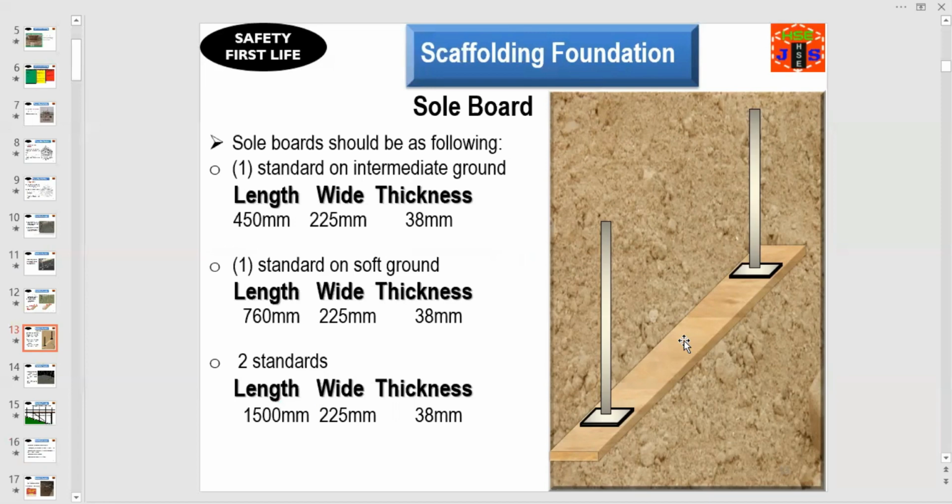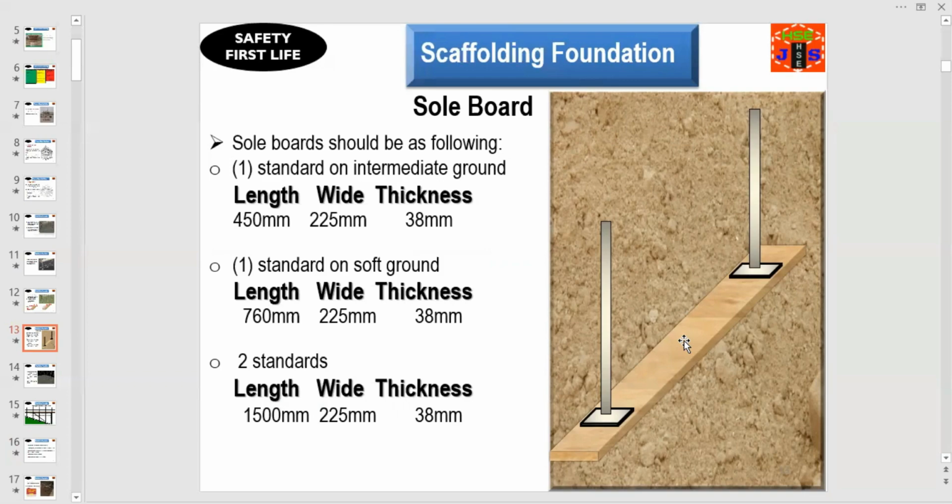Here the length will be 450 mm, width will be 225 mm, and thickness shall be 38 mm. In another type, if the standard is on soft ground, then the length shall be 760 mm, width 225 mm, and thickness 38 mm. If there are two standards, then the length is 1500 mm, 225 mm width, and 38 mm thickness.